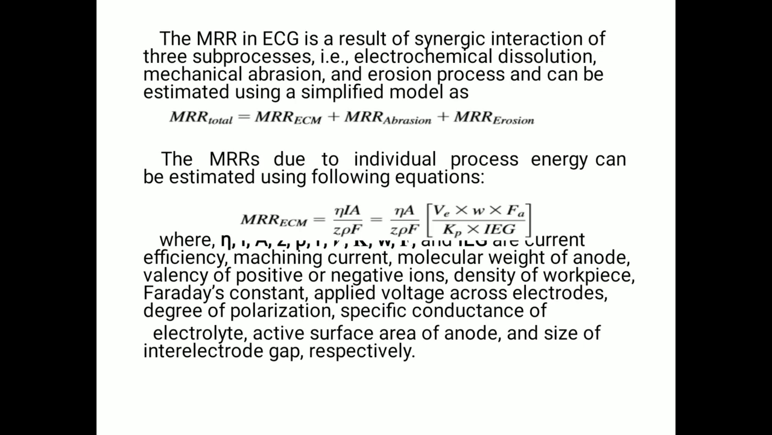So the metal removal rates due to individual process energy can be estimated using the following equations, where eta is current efficiency, I is machining current, A is atomic weight of anode, and Z is valency of positive or negative ions, rho is density of workpiece, F is Faraday's constant, V is applied voltage across electrodes, and K is degree of polarization, W is specific conductance of electrolyte, and IEG is inter-electrode gap respectively.